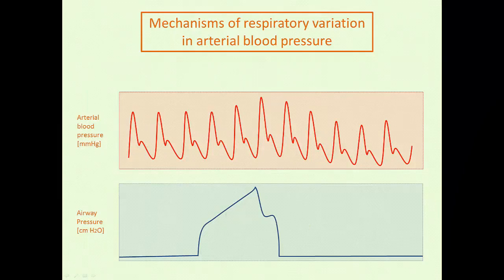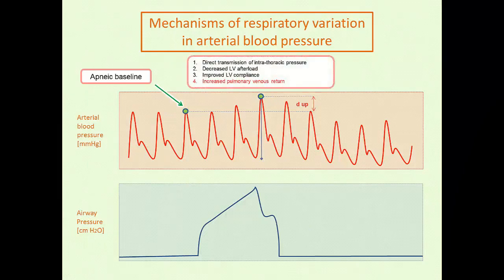So this is the pressure tracing we saw on the previous slide. This is your apneic baseline that we talked about. This is your D up. This is your maximal systolic pressure, maximal pulse pressure. So what are the mechanisms of D up particularly? Well, there's quite a few.